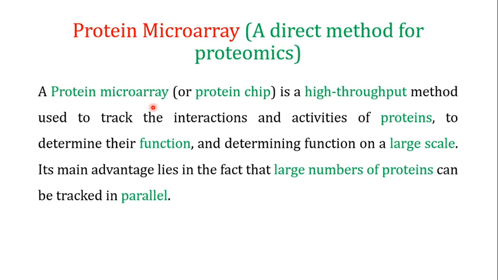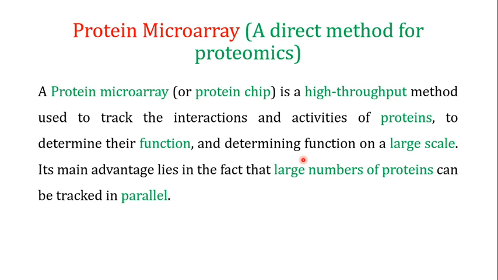Now a protein microarray, sometimes also known as a protein chip, is actually a high throughput method used to track the interaction and activities of proteins. As you are directly focusing on the protein, the protein microarray is a direct method for the study of proteomics. So it is a high throughput method used to track the interaction and activities of proteins, to determine their function on a large scale.